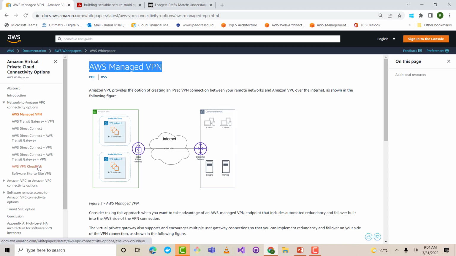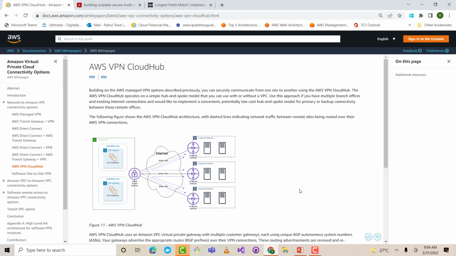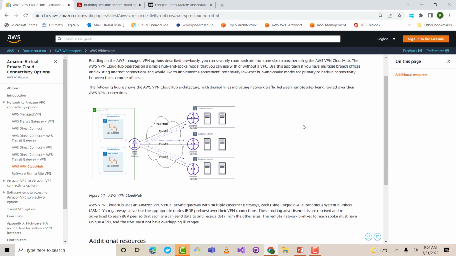Now let's look at what is AWS VPN CloudHub. What AWS VPN CloudHub does is, if you're looking at a potentially low cost hub and spoke model for primary or backup connectivity between your remote offices, then this is the option you should choose.